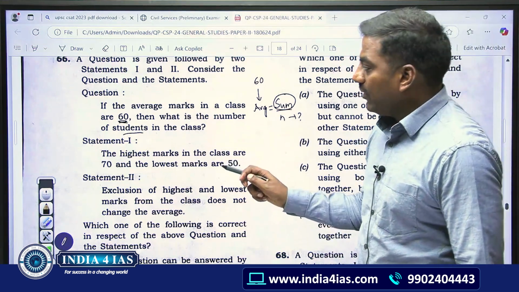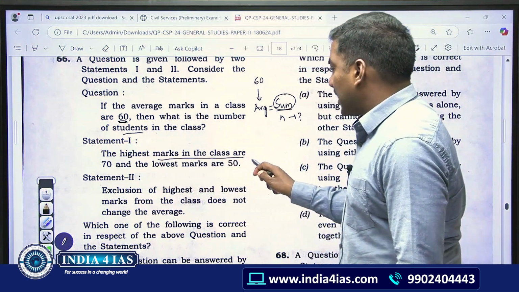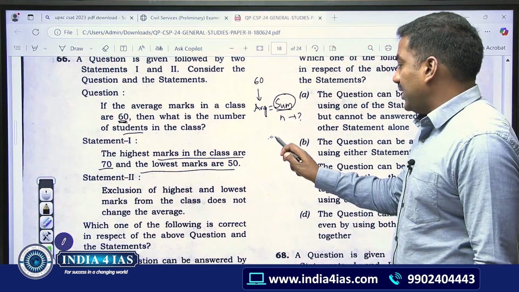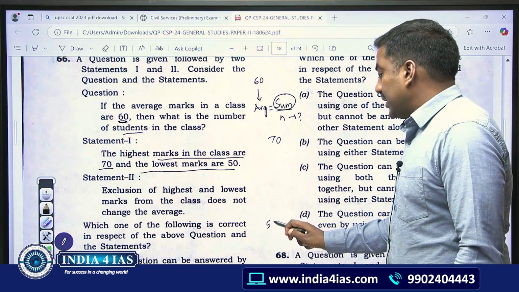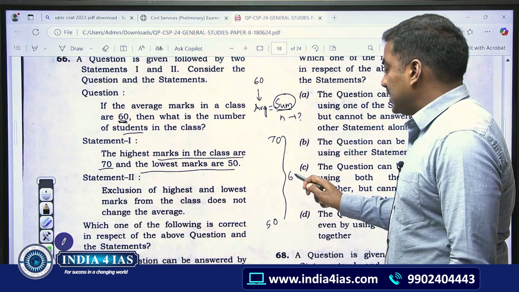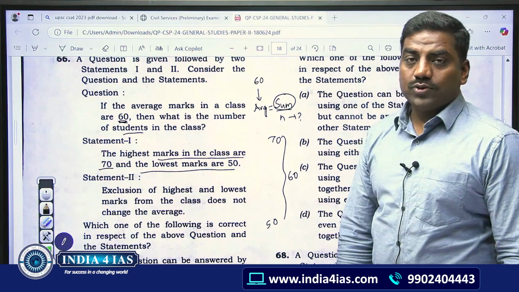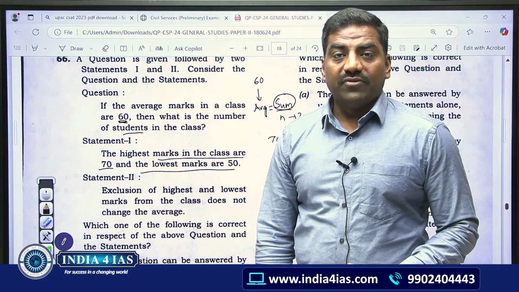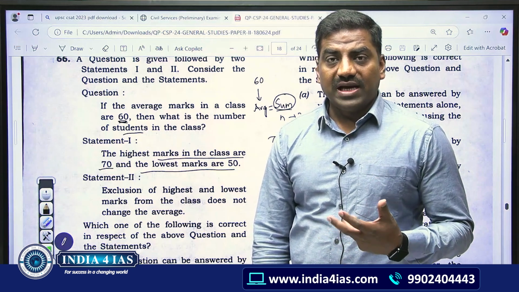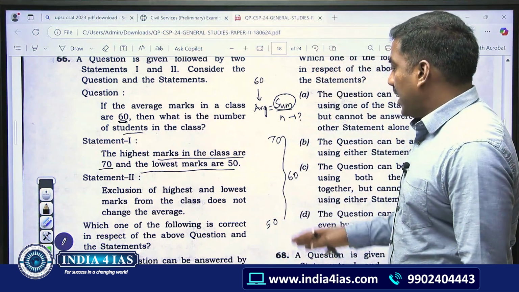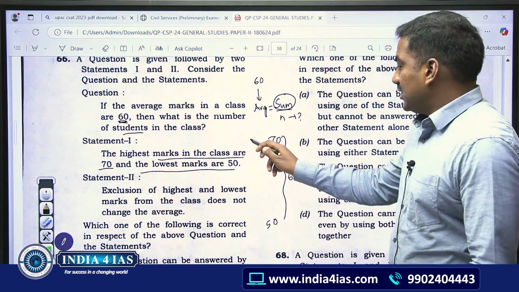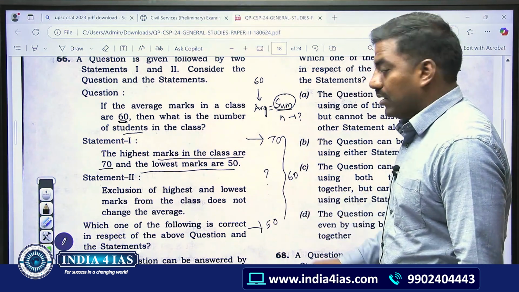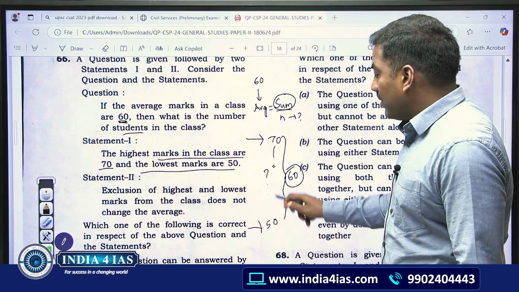Now statement 1 is giving the highest marks in the class are 70 and the lowest is 50. Highest is 70 and lowest is 50, and the average is 60. They are asking how many students are there. Unless we get the sum, we cannot get the number of students, because we have the average marks and the highest and lowest. Just by giving two values, highest and lowest, we don't know how many students are there between. To match this value of 60, I can match with any number.